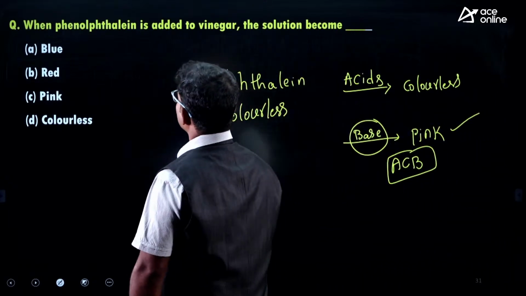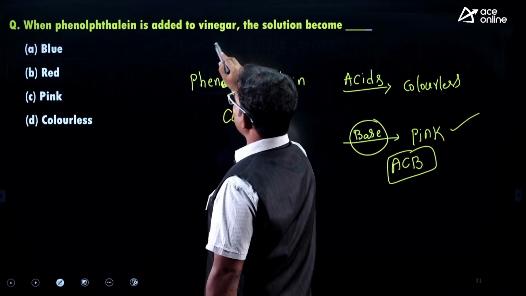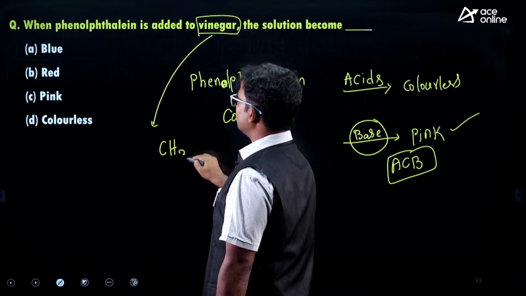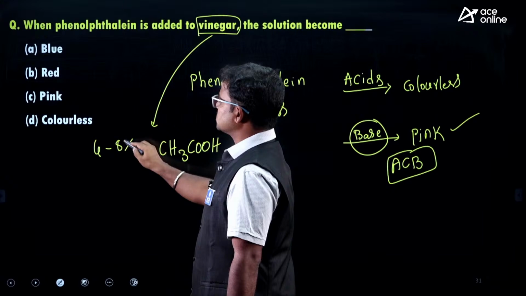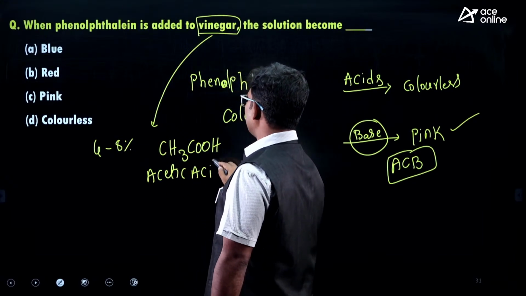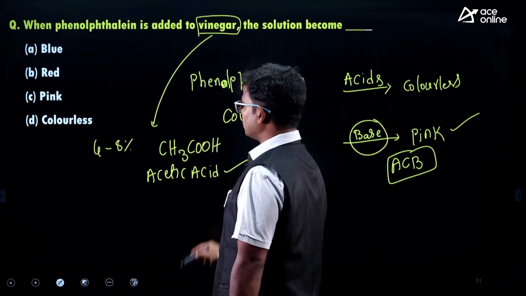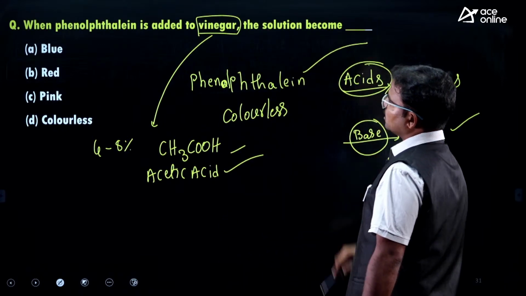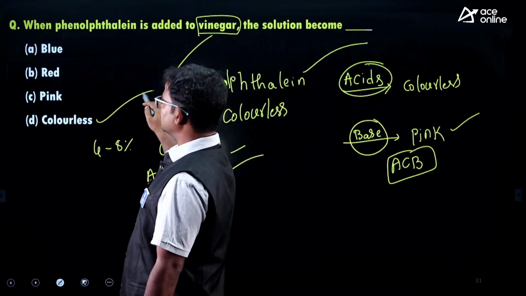So that's why, guys, here the question is when phenolphthalein is added to vinegar. Vinegar is an acid, CH3COOH. A 4 to 8% acetic acid solution is called vinegar. It is a food preservative. We already know that in the presence of acids, the color of phenolphthalein is mostly colorless. That's why here the correct option is option D.